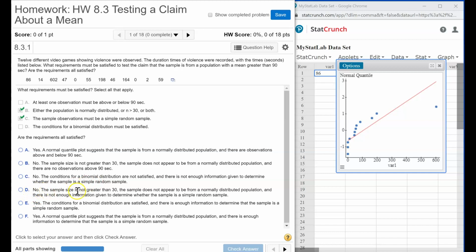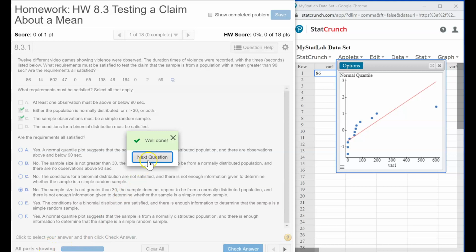No, the sample size is not greater than 30. The sample does not appear to be from a normally distributed population, and there's not enough information given to determine whether the sample is a simple random sample. That would be another choice. Let's check the answer. Well done.